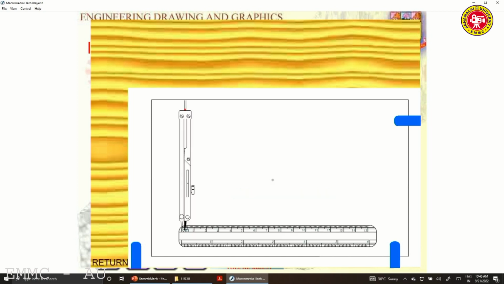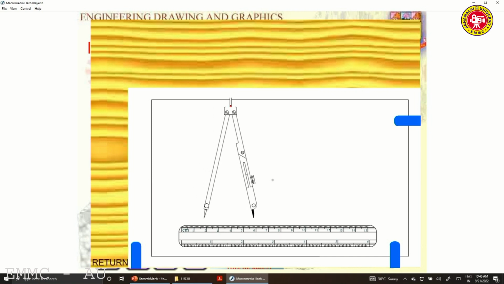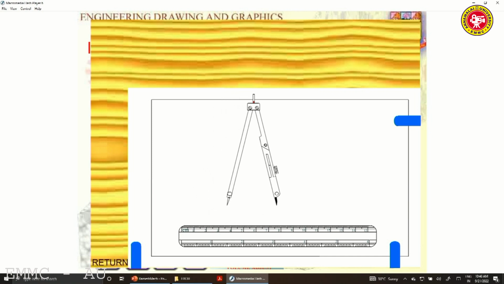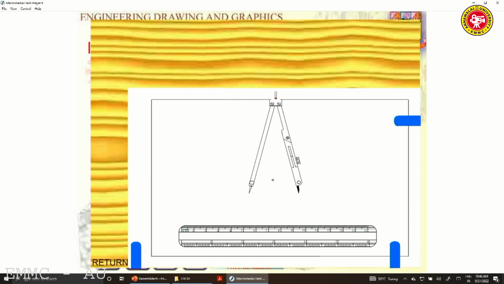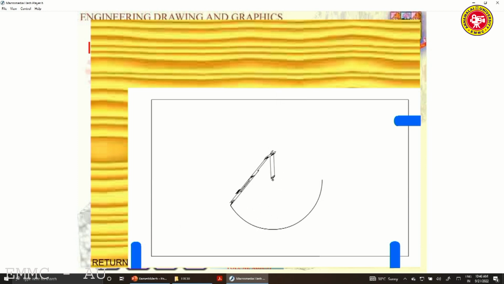Now measure the radius. Say 4 cm, that is 40 mm, and place it on the center point. After placing, this is how to generate or produce circles. Normally you have a compass in the geometry box, but here it's an engineering compass.